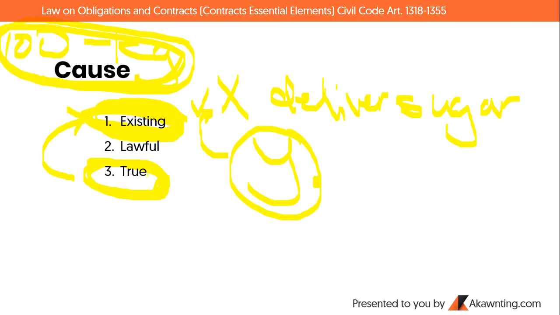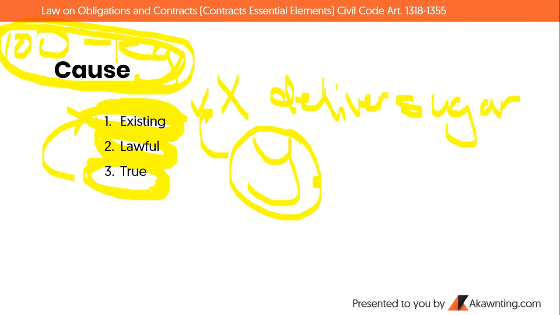Yung number 2, very easy to digest lang kasi it must be lawful. The cost must be lawful. So for example, nag-deliver ako ng sugar, pero ang kapalit, let's say, marijuana, or magiging mistress or whatsoever. Lahat na ng illegal na pwede nyo maisip. Ibig sabihin, hindi magkakaroon ng perfected contract in that case, kasi it's not lawful. So, ano naman yung number 3?